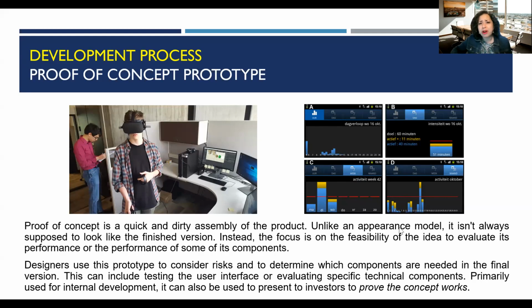And the most important part of this from the early stages is getting data. First, data to analyze and to make more changes and get ready for the alpha prototypes, and then, of course, what is going to lead towards the beta prototype. Designers use this prototype to consider risks and determine which components are needed in the final version. This can include testing the user interface or evaluating specific technical components, primarily used for internal development. It can also be used to present to investors to prove the concept works.